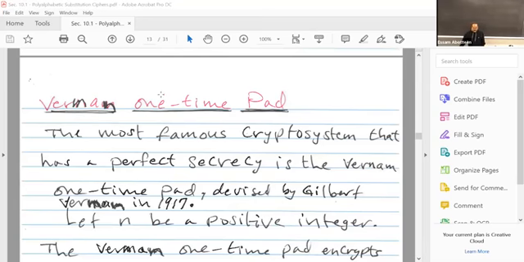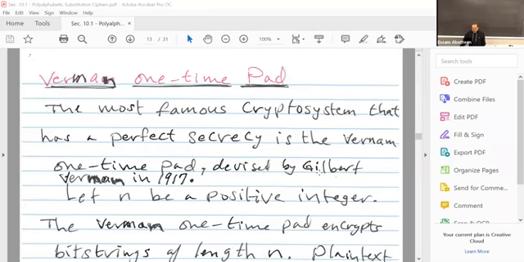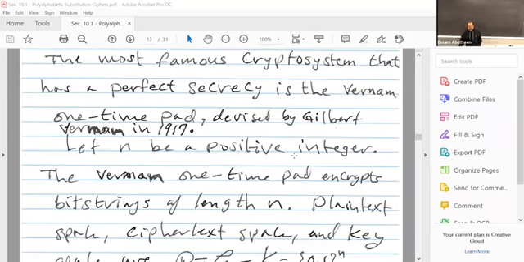As the name indicates, it means that the key that we're going to be using can only be used once. And from a practical point of view, of course, this is not practical, because you have to exchange keys regularly, and it turns out this is really not a very useful one. However, it's very, very hard to break. That's why we call it perfect secrecy. And this was actually discovered by Gilbert Vernam in 1917.